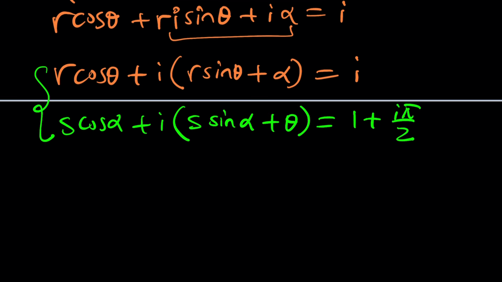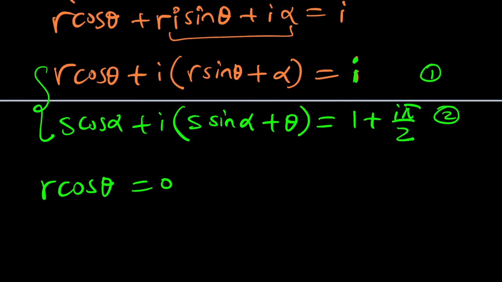But wait a minute. There are 4 variables. Yes, and 2 equations. That's not a problem because we're dealing with complex numbers. They're 2-dimensional. So this actually gives us 4 equations. How? Comparing the real parts. If you look at equation number 1, let's call this number 1 and this number 2. You notice that the real part on the left-hand side is r cosine theta. On the right-hand side, there's no real part, so it's 0.